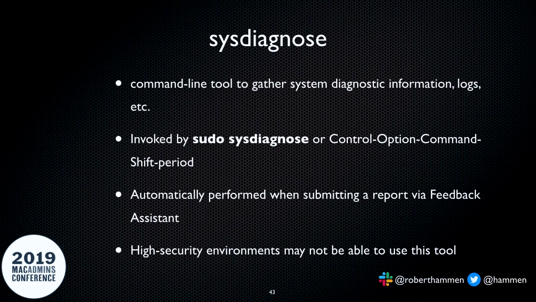The caveat is that if you are in a high security environment, like a .mil address, or an air-gapped environment, you may not want to send that information to Apple because it may include information about your network. You may not be allowed to send that. So keep in mind that you may not even be able to use Feedback Assistant, and talk to your Apple SE about that.